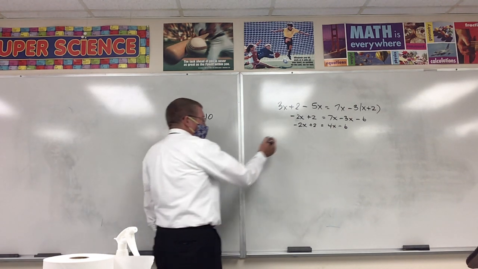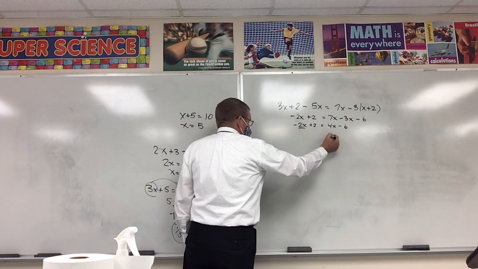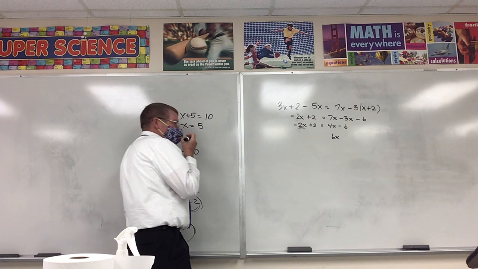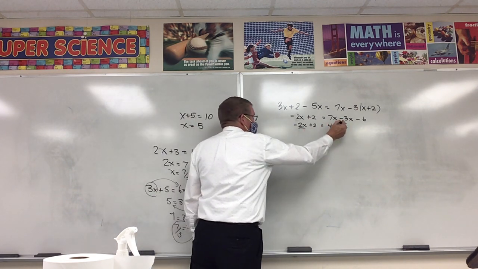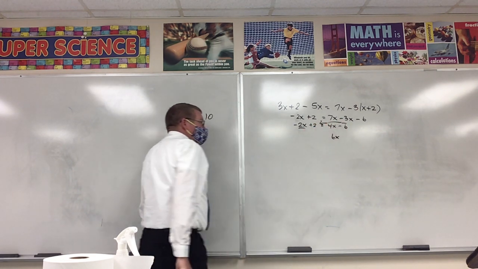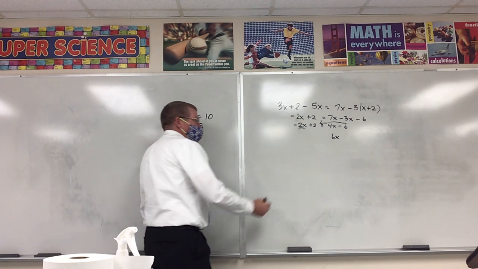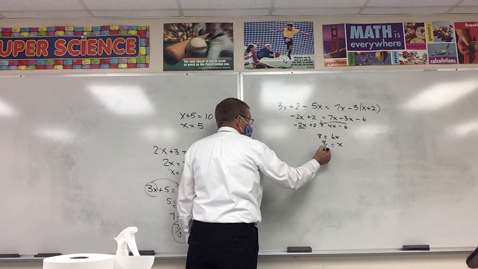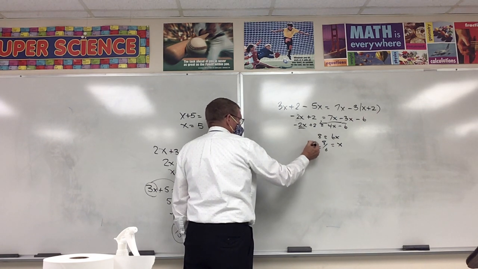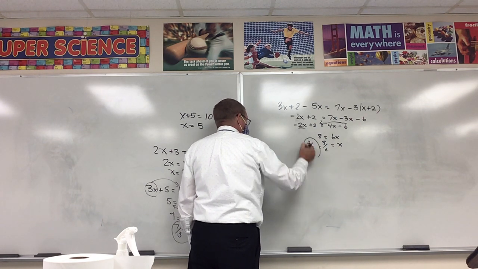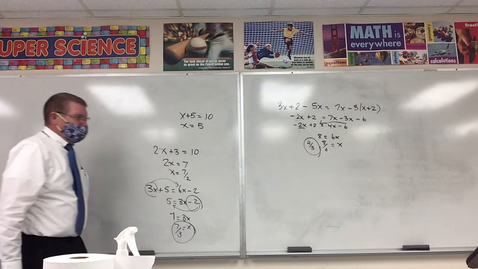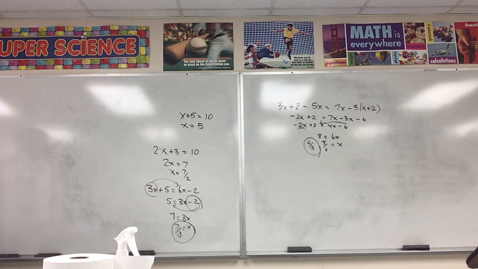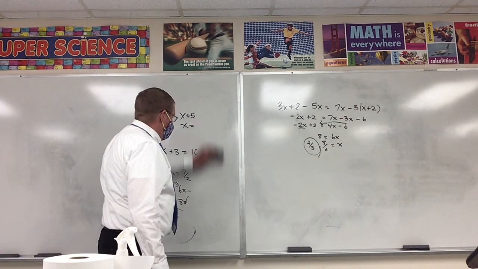Again, I take the smallest one, which is negative 2x, to the other side. It's going to be 6x. I'm going to take the 6 to this side, which is going to make that 8. And then divide. And we always want to reduce. So there's my answer, 4/3. Familiar to everyone? Everybody good? All right, let's look at a few more examples.